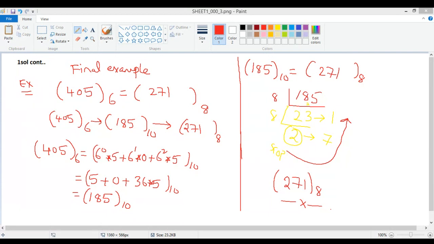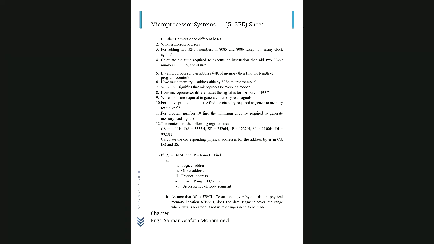Okay. Now let us go for problem number 2. What is problem 2? What is a microprocessor? So let us answer this question. Now, in order to understand what a microprocessor is, first you need to know the block diagram of a digital computer. The main block diagram of a digital computer. I'll show you the screen. Let me share it with you.